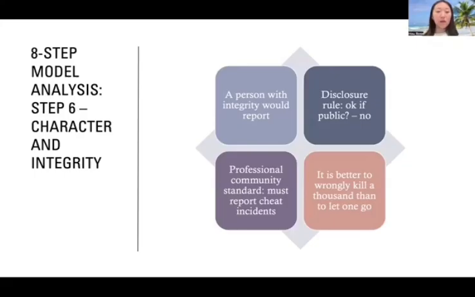For step six, it reflected on character and integrity as the model guided. I asked her what a person of strong moral character would do and how her teaching community could judge the decision. Would she be comfortable if her decisions were made public? She said she didn't tell her colleagues about that yet, which implies that she knows her decision does not show professional integrity and would not really be approved by other teachers. The professional community standard is clear. All teachers must report cheating incidents even if it's minor and does not involve AI.